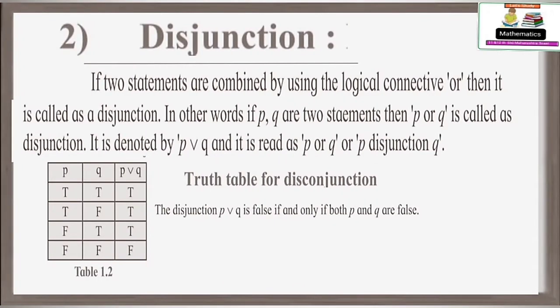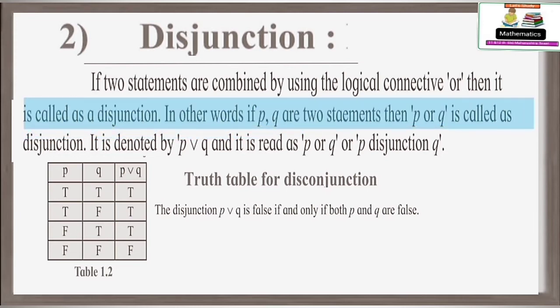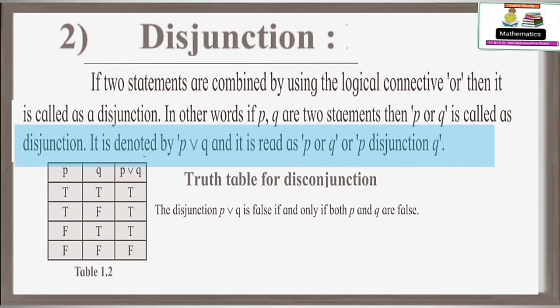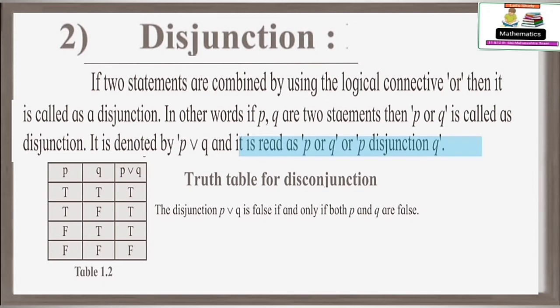Next connective is disjunction. If two statements are combined by using the logical connective "or", then it is called a disjunction. In other words, if P, Q are two statements, then P or Q is called a disjunction. Here in the disjunction, the word "or" connects two statements. It is denoted by P ∨ Q, and it is read as P or Q, or P disjunction Q.